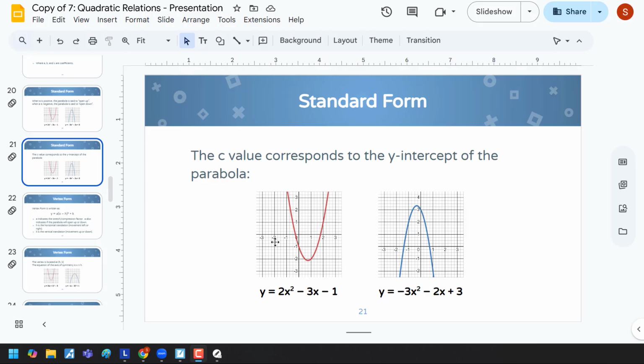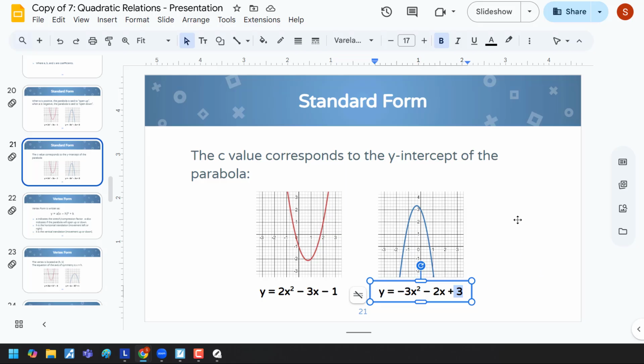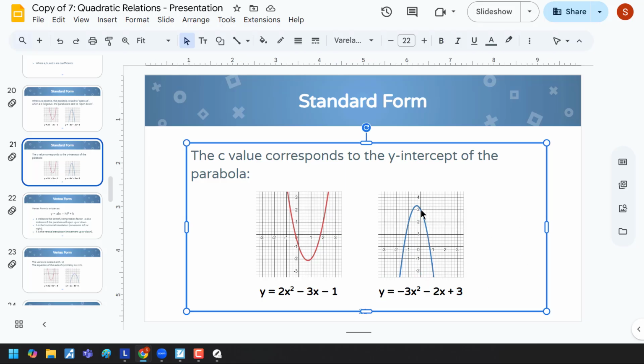All right, so the C value here is -1, so the y-intercept is there. In this example, the C value is +3, and the graph intersects the y-axis at 3.